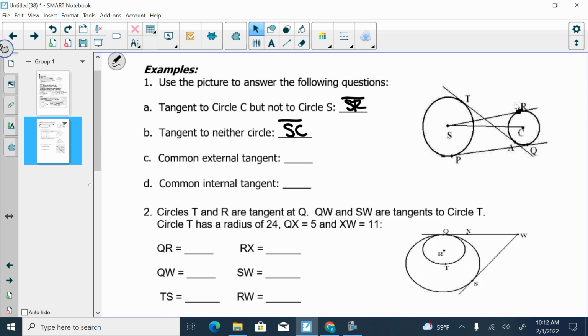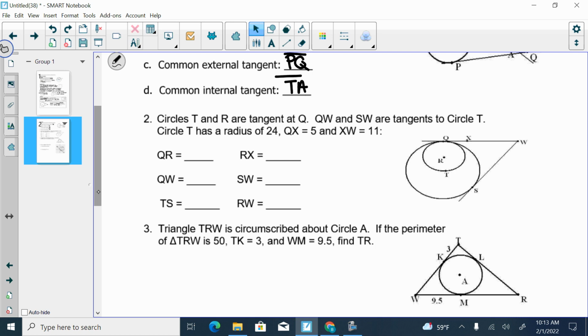Now we're looking for a common external tangent. PQ, right? So that one does not go between. Good. Yes, and our internal would be T. Is it T? What is it? A. A. Okay. So now that we know how to identify them, if we're given a figure, let's use those ideas to help us find some missing segments.